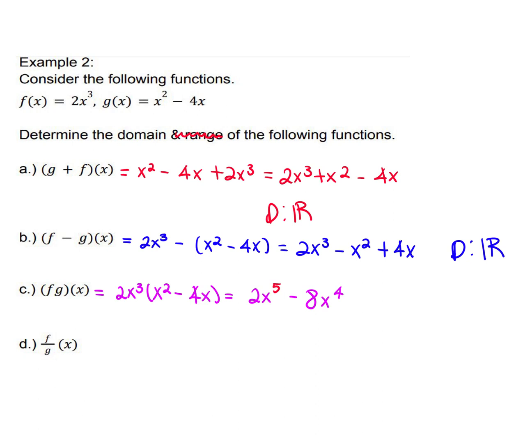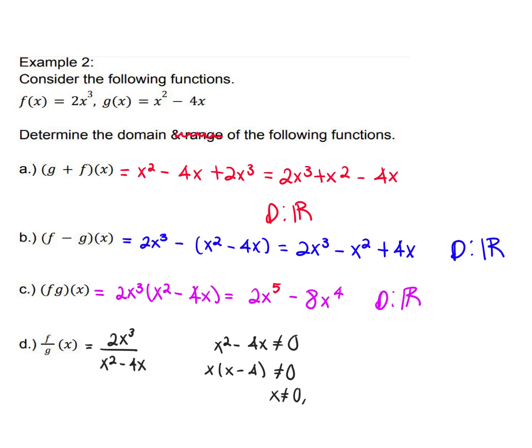Okay. And the domain for this one is all real numbers. Then we have f over g of x, so that's going to be 2x cubed over x squared minus 4x. And again, we cannot have x squared minus 4x equals 0, so we set it equal to 0. We get x times x minus 4 cannot equal 0, so x cannot equal 0, and x cannot equal 4. So that's your domain.